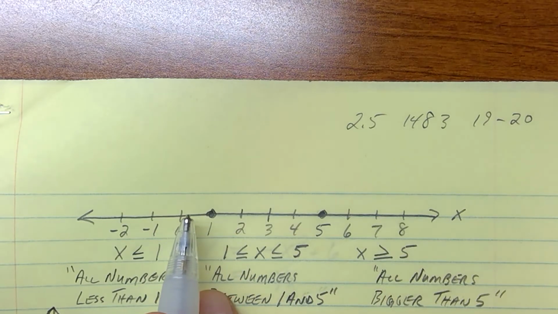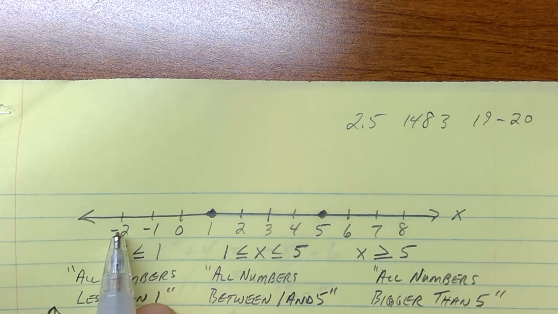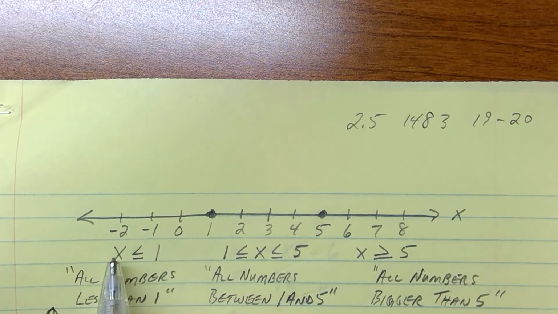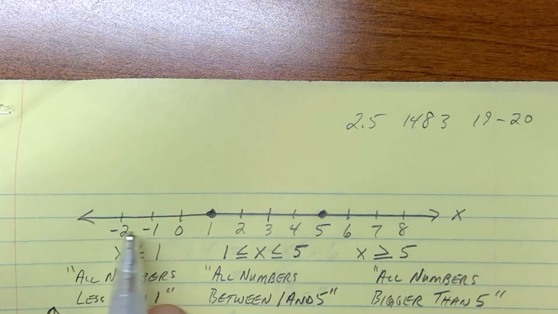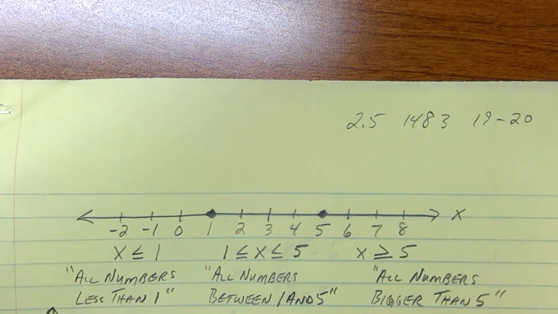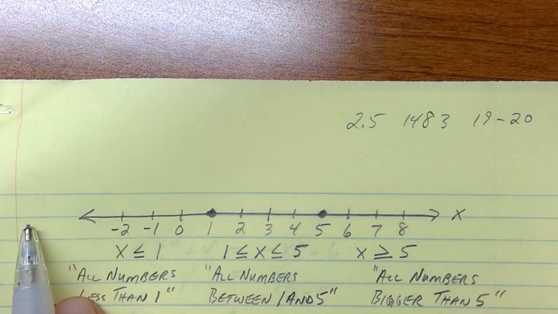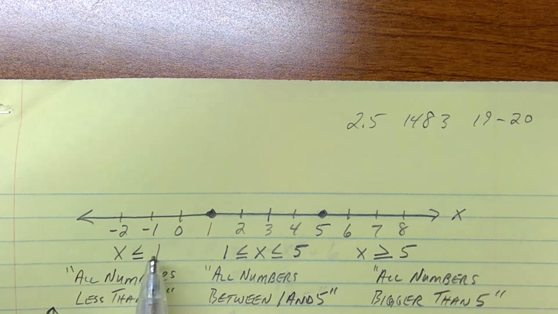Well, this one's pretty easy. All these numbers are less than 1. So I say any number that's less than 1. That could be 0, could be -1, could be -5, could be -1 billion. Any number that's less than 1 describes this area over here. And we're going to include 1 as well, so it can be equal to 1 also.